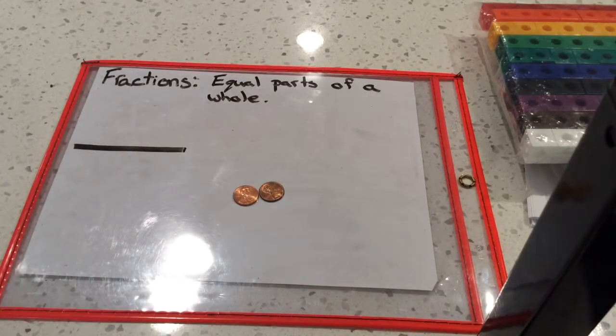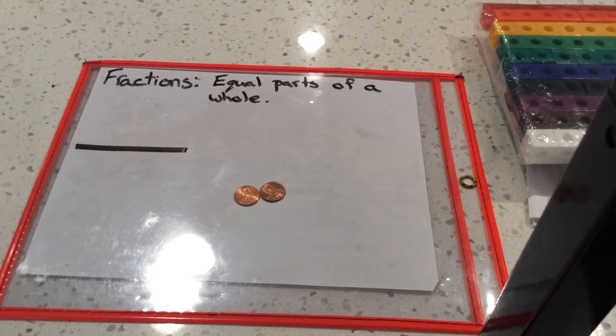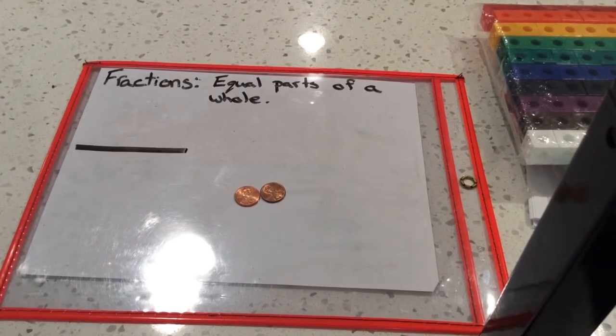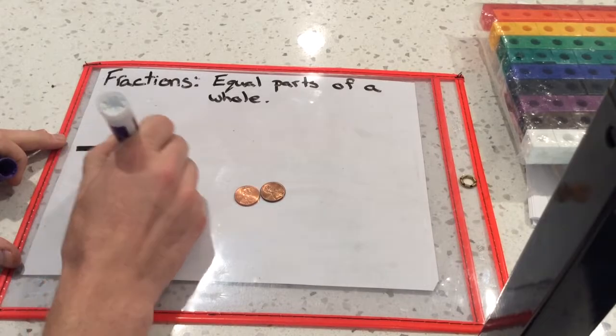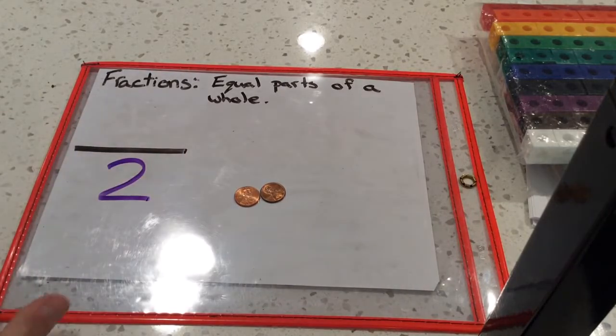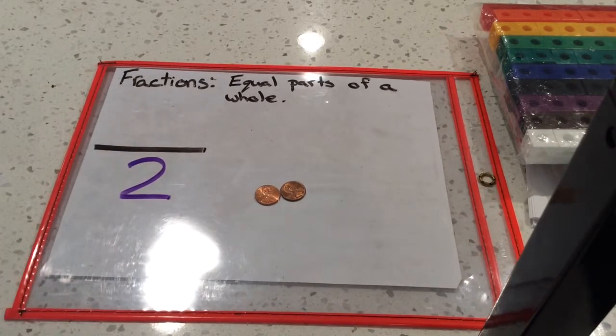So for this case, you can see that I have 2 pennies here, which means that my whole will be broken into 2 pieces.